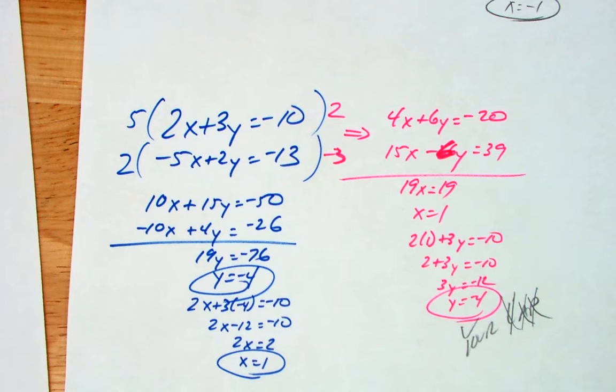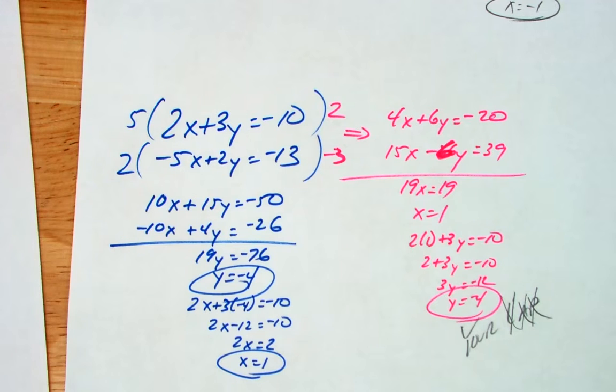Okay. So you got this equation and this equation. So there's an x and a y here. Now if I add these down, my negative 10 and 10 cancel out. That's what I'm looking for. 15y and 4y, 19y. So 19y. And then I have negative 50 and negative 26 gives me negative 76. And then you can solve that.